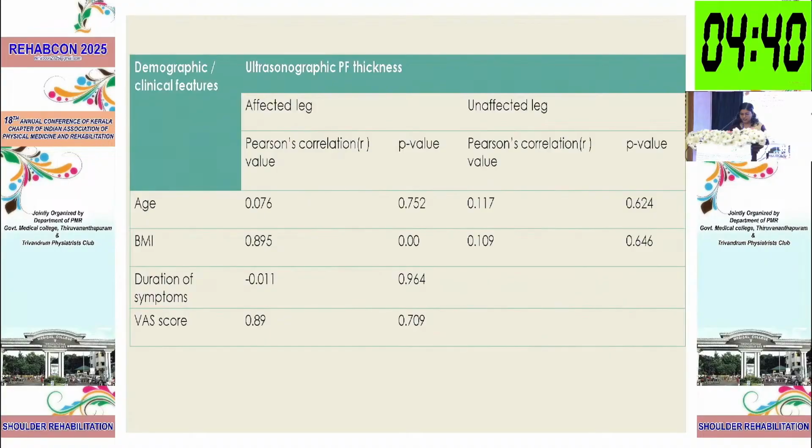On assessing the correlation of demographic or clinical features with the ultrasonographic plantar fascia thickness in the affected and non-affected foot, I got a weak positive correlation for age and plantar fascia thickness, and there was a strong positive correlation for BMI and VAS score with plantar fascia thickness. Among them, BMI showed a statistically significant correlation, while duration of symptoms showed a weak negative correlation with the plantar fascia thickness.